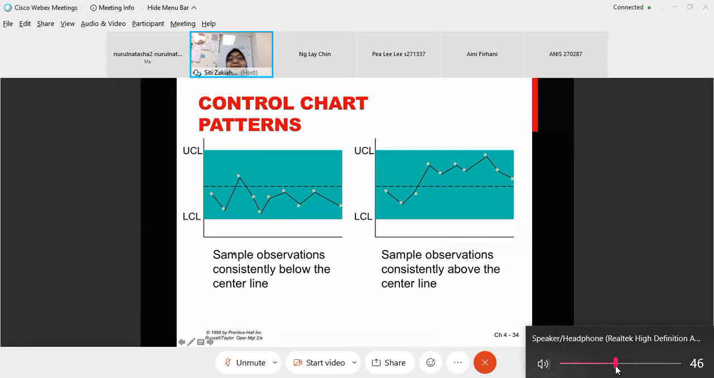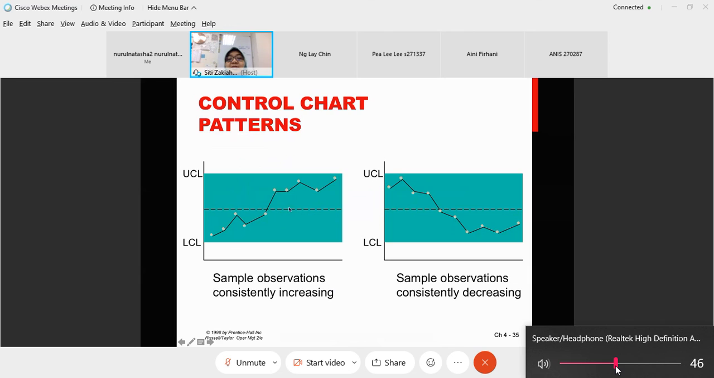This is the pattern. Some patterns: sample observations consistently below the center line. Here you can look at the book, which has a better explanation. When you draw your control charts, you will know whether it is in control or out of control. I can't remember which page. Oh, on page 315, they show you a lot of patterns there. You have a look at the patterns for the LCL and UCL.